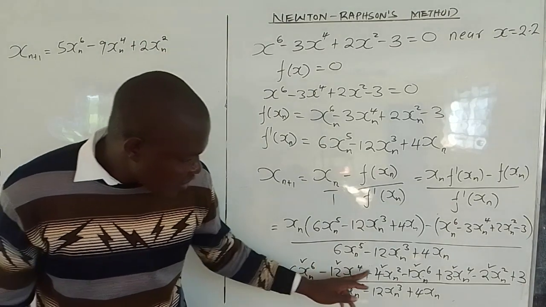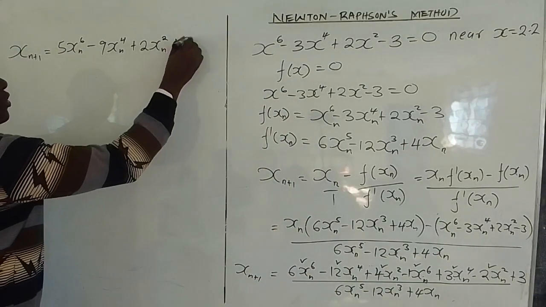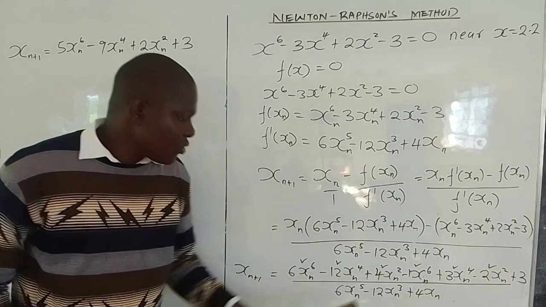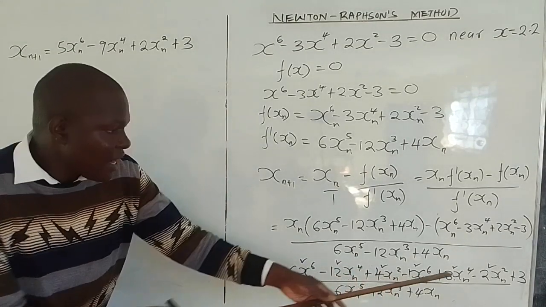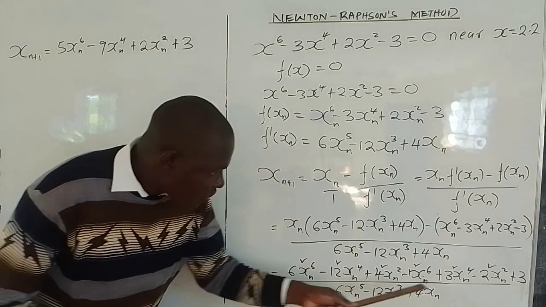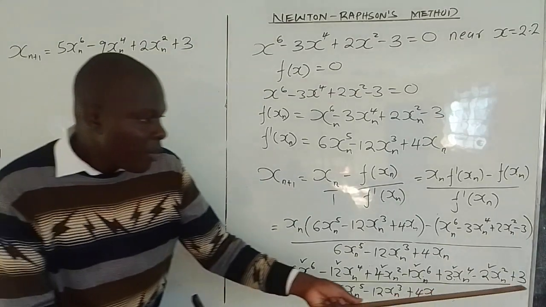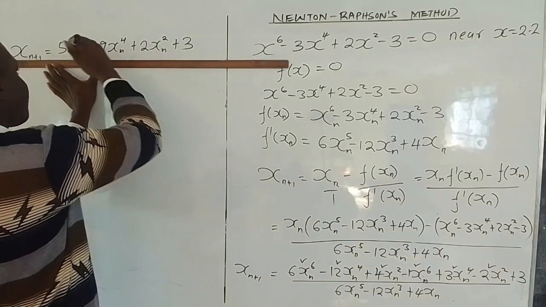Remember, what you've not taken is what is left. What is left is plus 3. So you simplify the numerator, isn't it? Are we together? You've joined this and this, you've gotten 5 xn raised to power 6. You join this and that and that, you get negative 9 xn raised to power 4. You join this and this, you get positive 2xn squared, isn't it? Then plus your 3. Are we together? Then it is over.